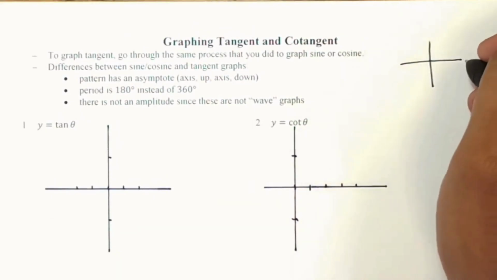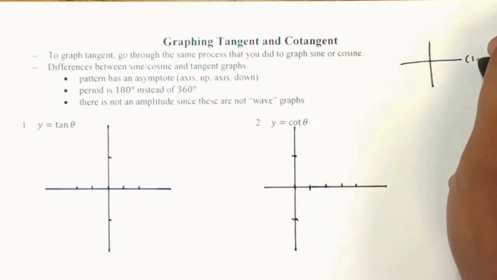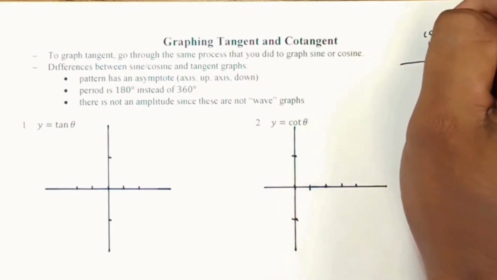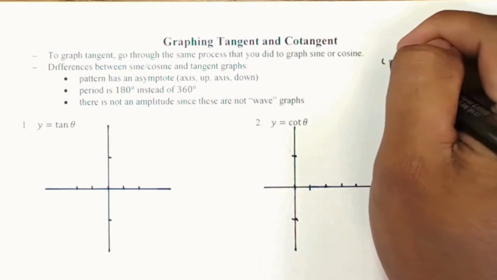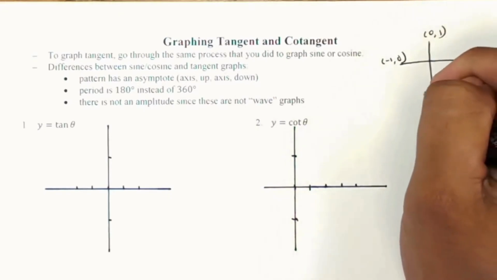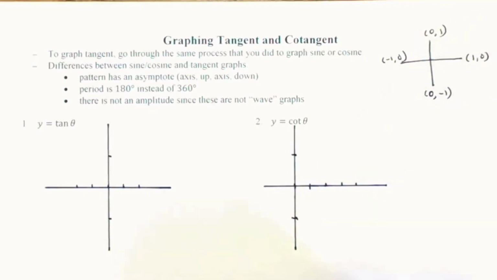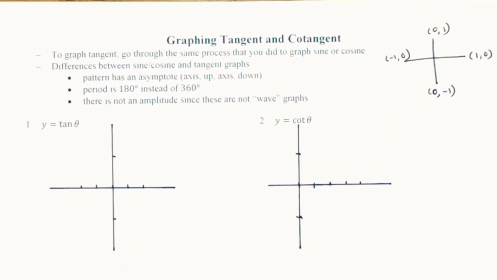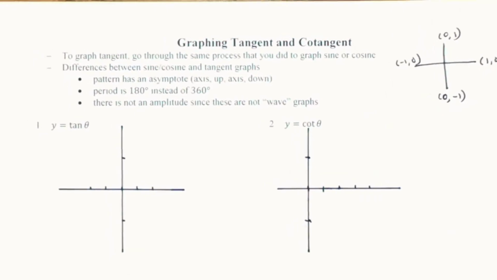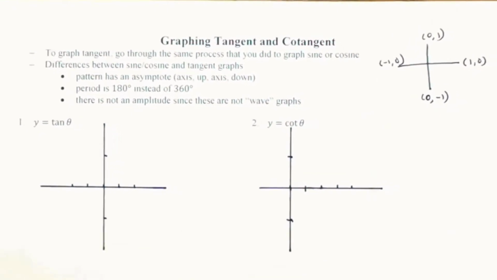So remember that when we have 0 degrees, we have the point (1, 0). At 90, we have (0, 1). At 180, it's (-1, 0). And then down here at 270, it's (0, -1). So in order to graph tangent, it's going to be good to have this information.